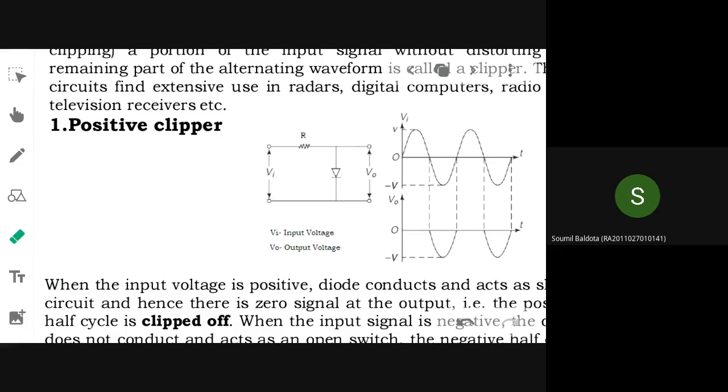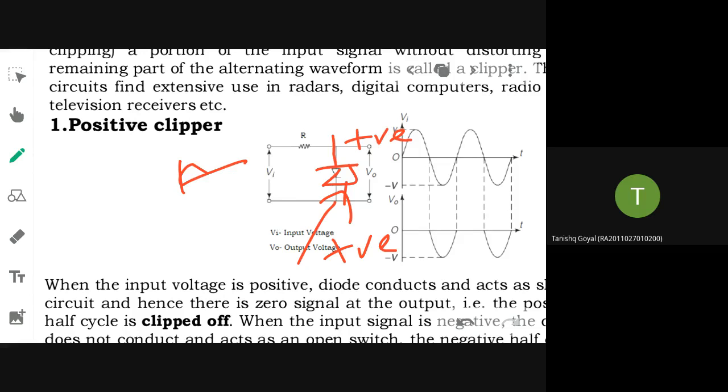Ma'am, reverse the diode. Yes, this is a positive clipper; just if I am reversing the diode. Okay, then what will happen during the positive half cycle? It will be reverse biased. So in reverse bias, this circuit branch will be open, so whatever may be the input, that will be delivered as output. You will be getting Vin equal to Vout.